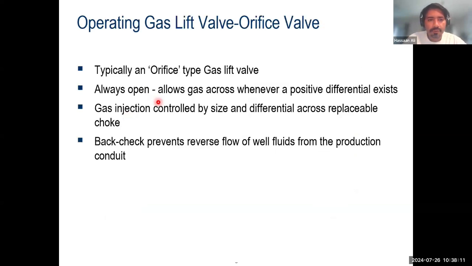Operating valves, or the orifice valves. These are called orifice valves as well. In some operations or in some geographies, you will hear the word operating valve. Some people call it orifice valve. Essentially, it is a valve which is always open. So it will have an opening that is always open, and it will allow the gas as long as there is a positive differential across the gas lift valve. We control the injection of gas by replacing a small component in that valve which is called a choke. So by changing the choke sizes, you can control the gas lift injection.